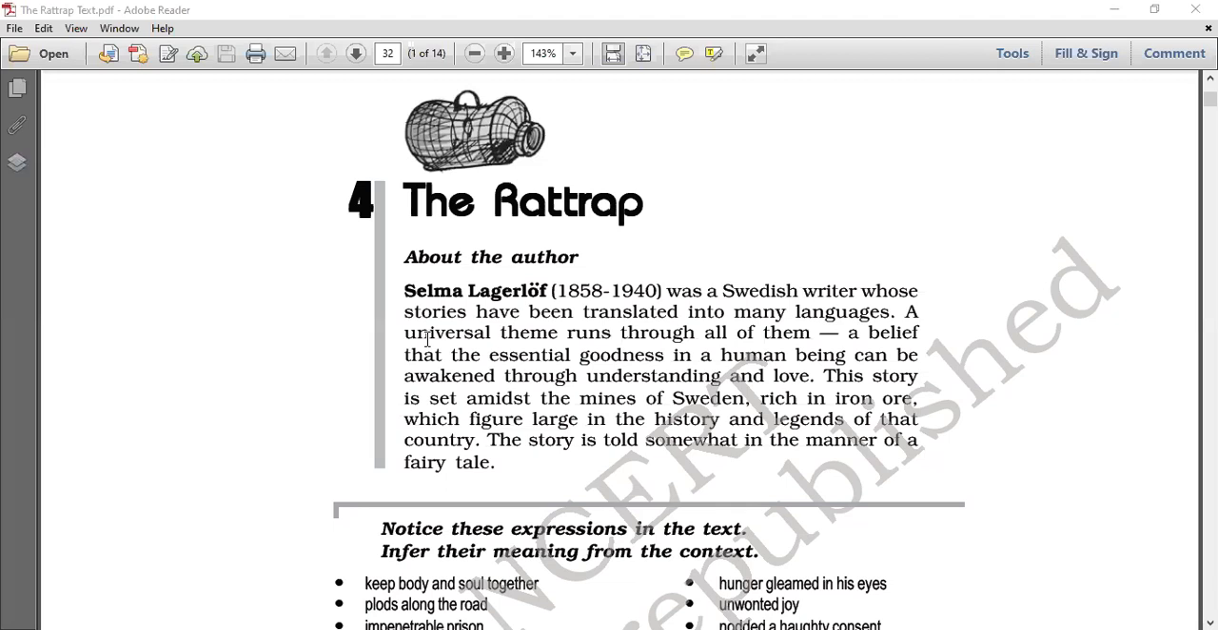Stories have been translated into many languages, and a universal theme runs through all of them. That is very important. You can also underline that a universal theme runs through all of them, in the work of Selma Lagerlöf. And then you can also see a belief that the essential goodness in a human being can be awakened through understanding and love. This is the ultimate objective of the story, the rat trap.